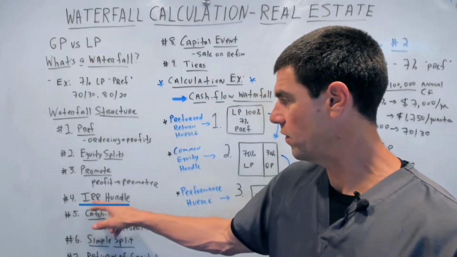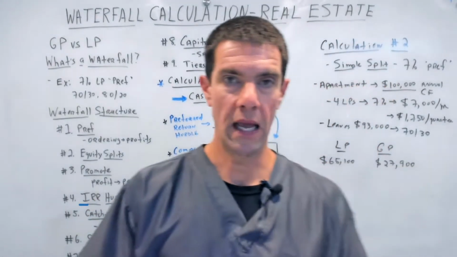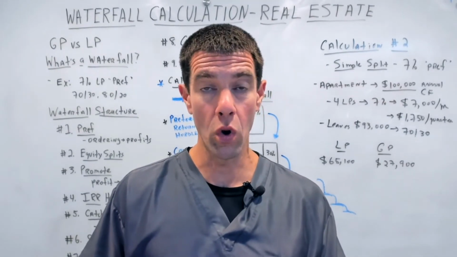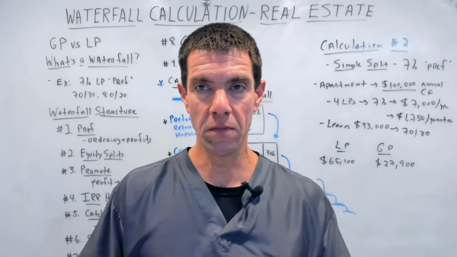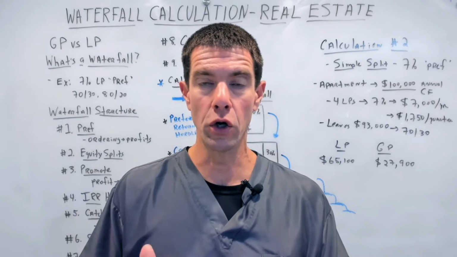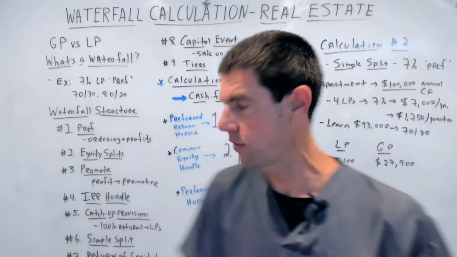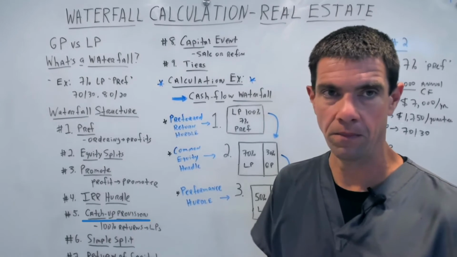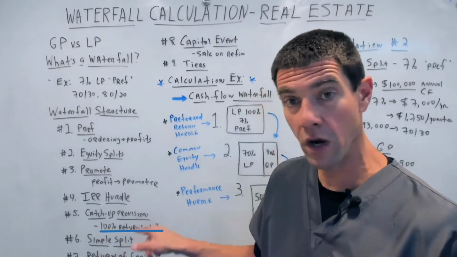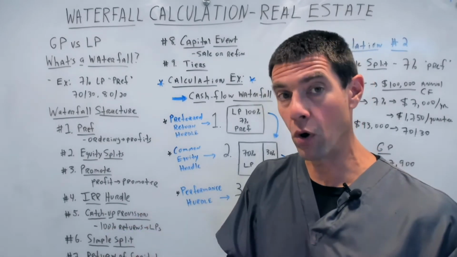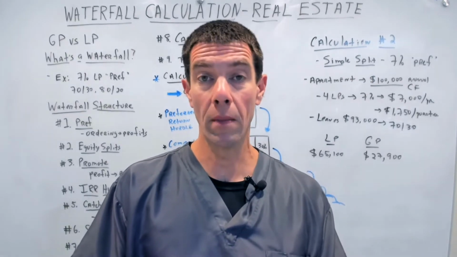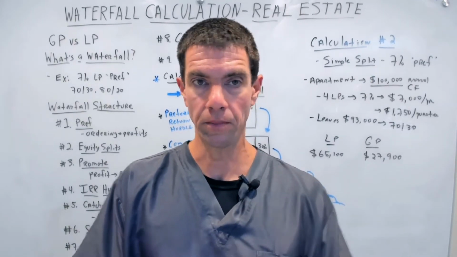Fourth is the IRR, the internal rate of return hurdle. This is also known sometimes as the XIRR or the IRR lookback. In this model, a certain threshold or hurdle must be met to trigger new profit sharing arrangements. Fifth would be what's called a catch-up provision. This is similar to the IRR hurdle, but requires 100% of the returns going to the limited partners until a certain threshold is met. After that, any remaining funds go to the general partner.